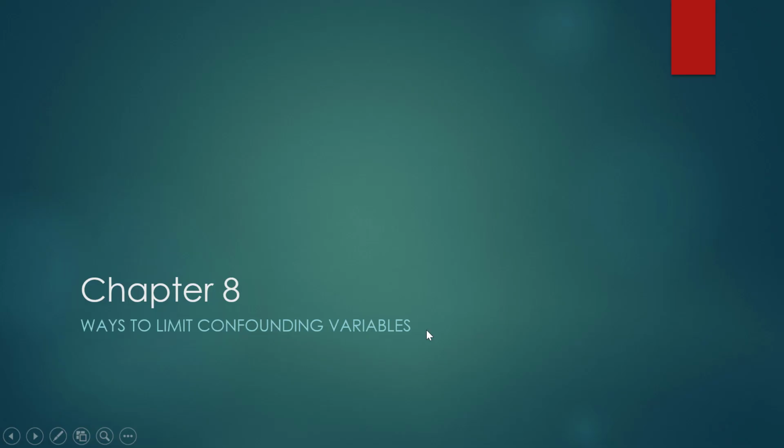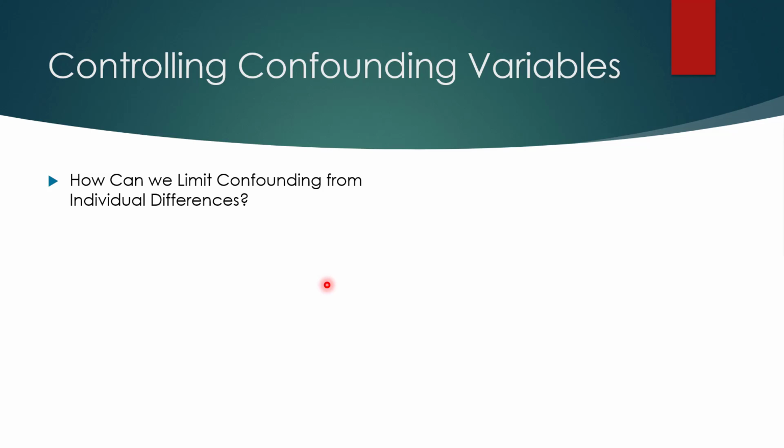This video will discuss ways that we can limit those confounding variables. So there's a variety of different ways we can limit confounding variables from individual differences. And the first one we've discussed, that is random assignment. You did a little activity on it even. Remember those cards where you took a coin, you decided which card was going to go into which group.